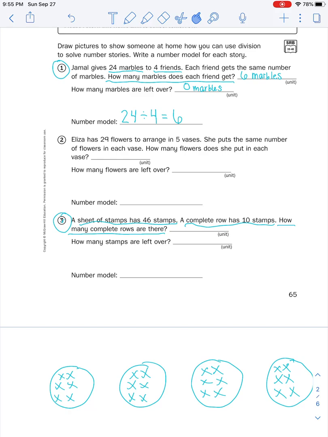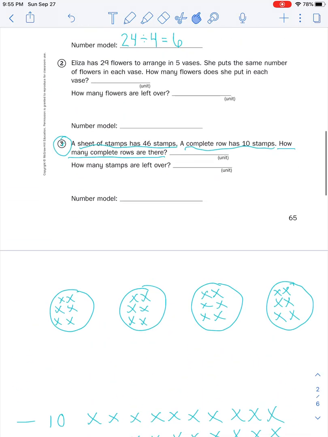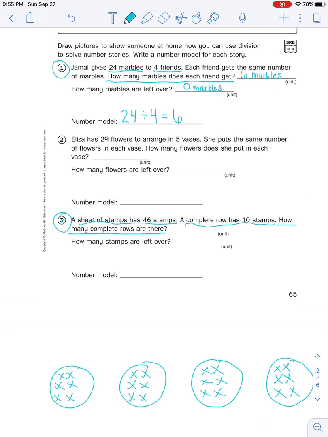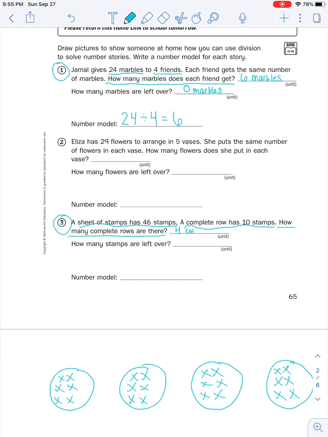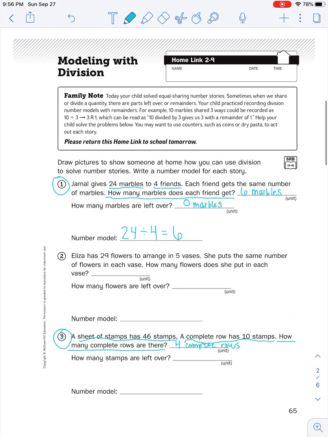All right, let's go back to what the question was asking, because I kind of forget. How many complete rows are there? Okay, so we have 1 complete row, 2 complete rows, 3 complete rows, 4 complete rows. This last one doesn't count because it's not a complete row. So we have 4 complete rows. That's going to be our answer. 4 complete rows. How many stamps are left over? Well, I think we said that there was six, right? Yep. 6 stamps.